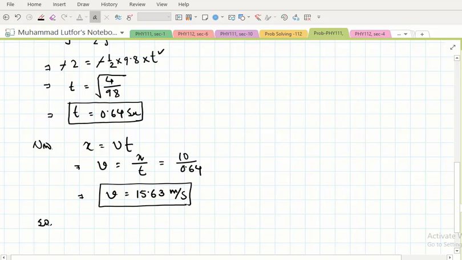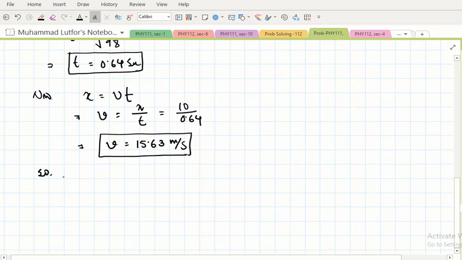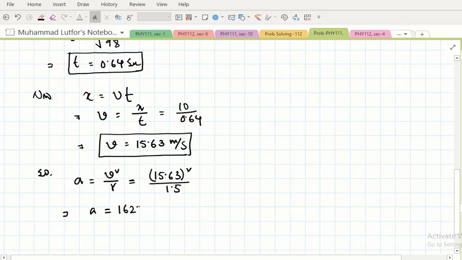So the magnitude of the centripetal acceleration a is v squared over r. Here v is 15.63, squared, divided by r, which is 1.5. If you plug in, you will find the centripetal acceleration of this system is 162.76 meter per second squared. This is the magnitude of the centripetal acceleration of the stone before the string breaks. So this is the answer to part A.